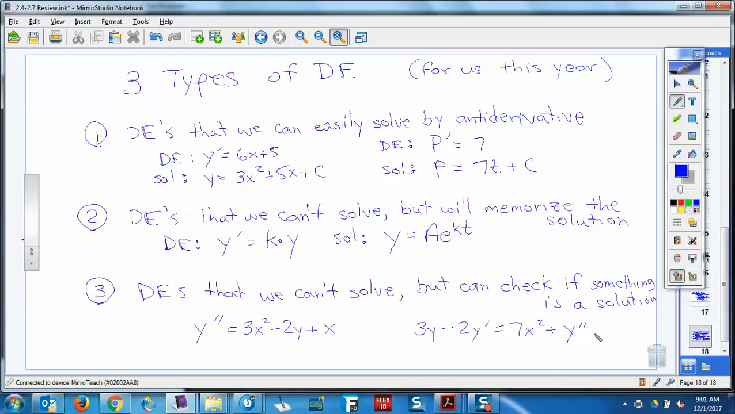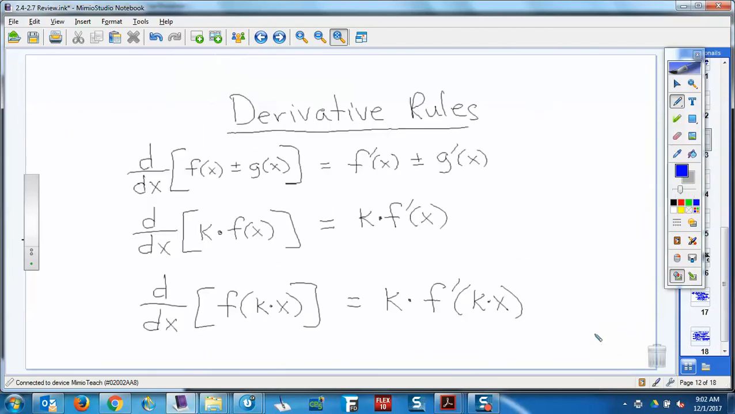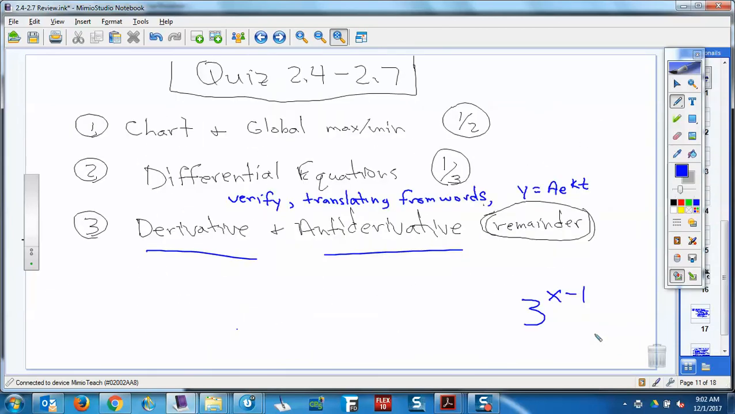Okay, the 3 types of differential equations. Ones we could just solve, like I just showed you, by doing an antiderivative. We talked about the money or bank interest, that one. And then the ones where we can just verify that something is a solution. Okay, and there you go. All right, so that's kind of where we're at. That's what we want to be able to do on Tuesday.